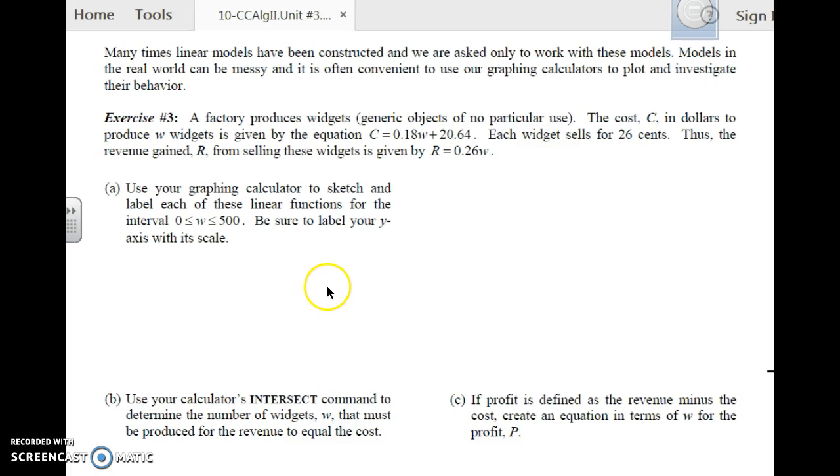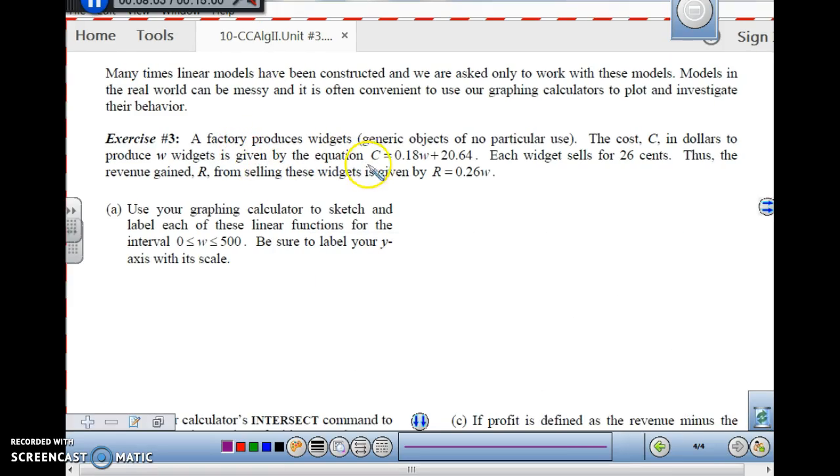Now, a lot of times linear models are constructed and we want to work with them. They can be really messy, so we can use the calculator to plot and investigate their behavior pretty easily. So let's look at this exercise. A factory produces widgets, which are generic objects of no particular use. The cost C in dollars to produce W widgets is given by the equation C equals 0.18W plus 20.64. Each widget sells for 26 cents. Thus, the revenue gained R from selling these widgets is given by R equals 0.26W.